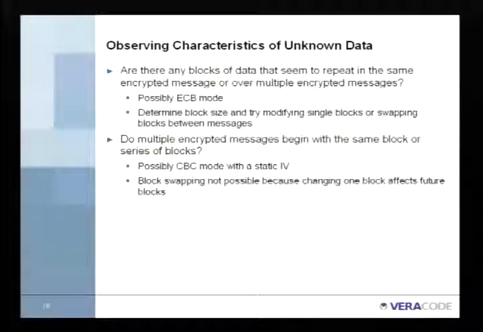Another thing we can look for: are there any blocks of data that seem to repeat in the same encrypted message, or over multiple encrypted messages? If we've determined that this is a block cipher because it's say 64 bytes, and we've broken it down into 8-byte chunks or 16-byte chunks, can you find any places where, once you've broken it down on those block boundaries, the same block appears more than once? That's definitely a sign of ECB mode.